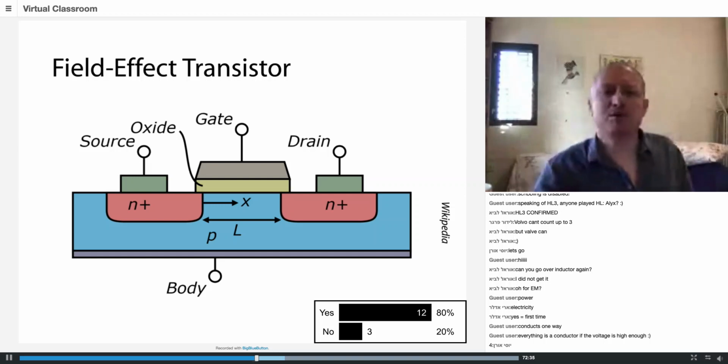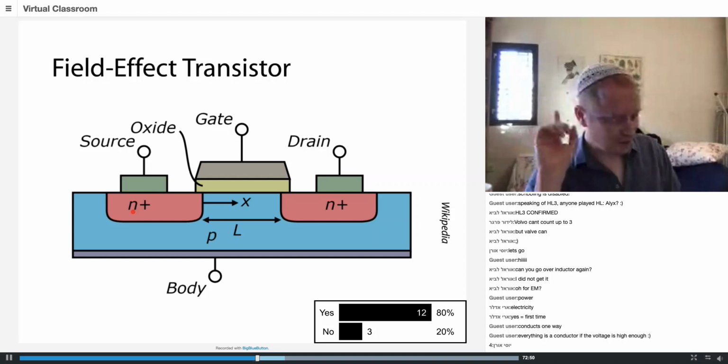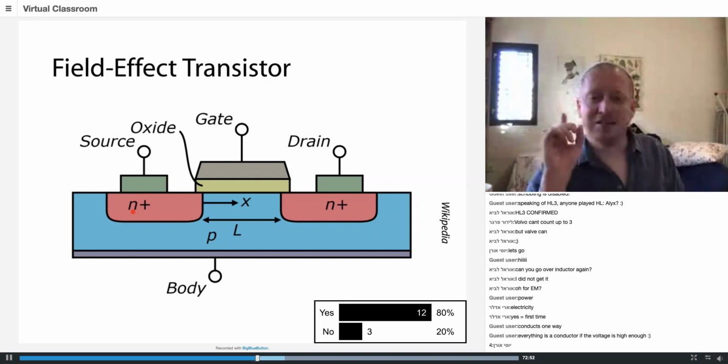But now I put a piece of n-doped silicon next to a piece of p-doped silicon. Now remember, in the n, there are too many electrons. I hope I'm getting it right. In the n, there are too many electrons. In the p, there are holes that really want electrons.